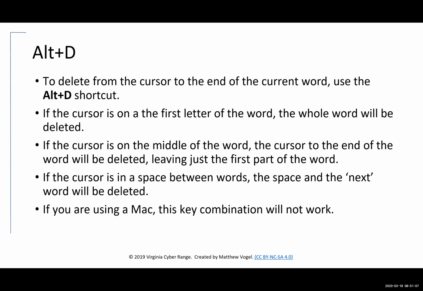So Alt D deletes the text from the cursor to the end of the current word. We looked at moving the cursor to somewhere in the middle of a line and then deleting everything from there to the beginning or everything from there to the end. Sometimes you just want to delete individual words in the middle of something. You could move to the end of the word and then hit backspace, backspace, backspace, but that's not very efficient. If you're going to be efficient on the command line, you want to be able to delete entire words at a time. And so Alt D is going to delete from the cursor to the end of the current word.